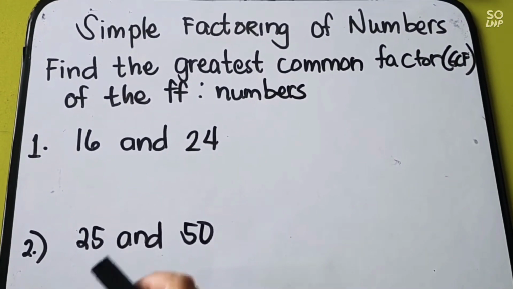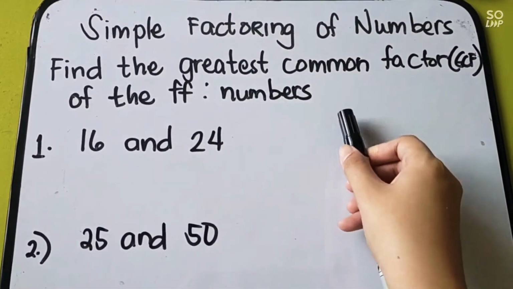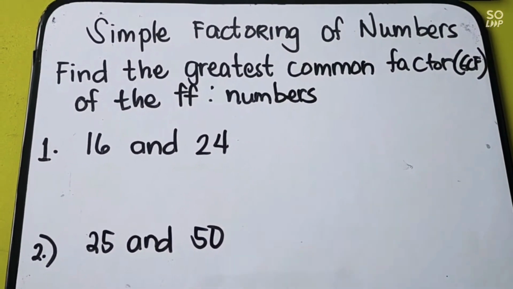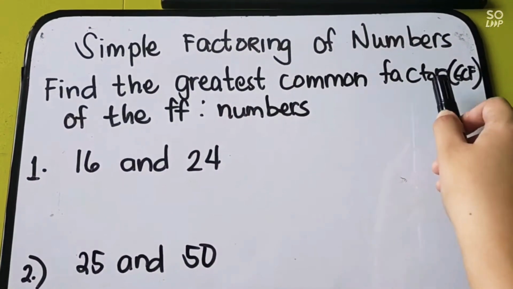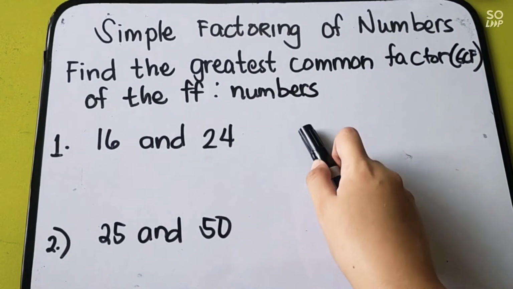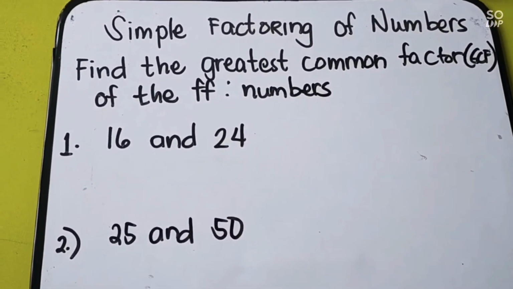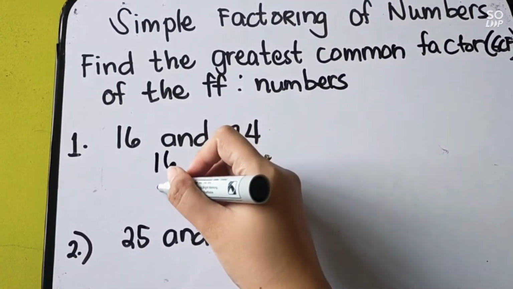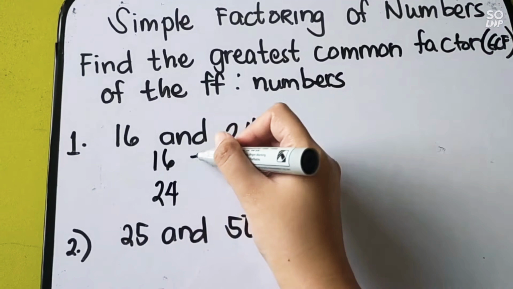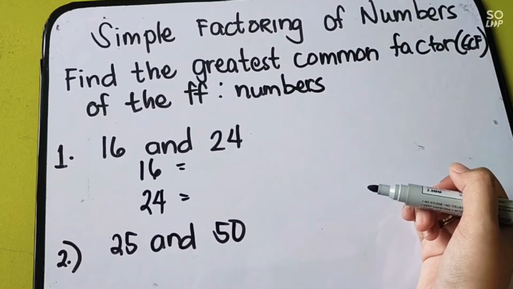Find the greatest common factor, or the GCF, of the following numbers. This one is a simple factoring of numbers. We are going to find the greatest factor of the given numbers. Let us have the first one: 16 and 24. We are going to list all the factors. When you say factors, these are all the numbers that you can divide into 16.